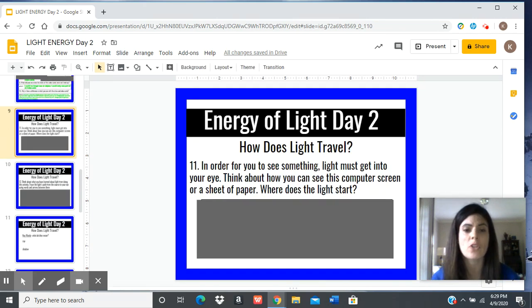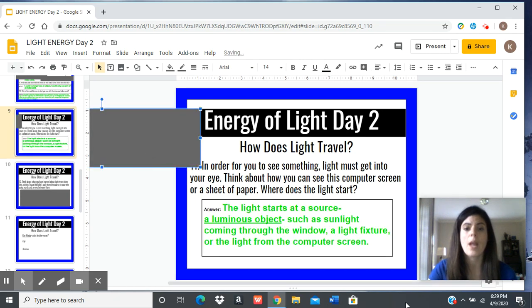Question 11 from yesterday. In order for you to see something, light must get into your eye. Think about how you can see this computer screen or a sheet of paper. Where does the light start? The light starts at a source, a luminous object, such as sunlight coming through the window, a light fixture, or the light coming from this computer screen.